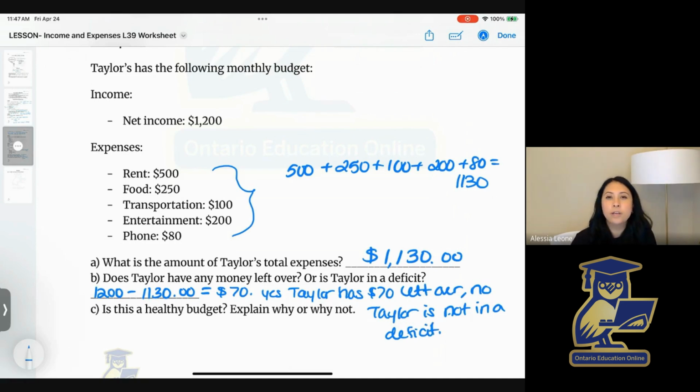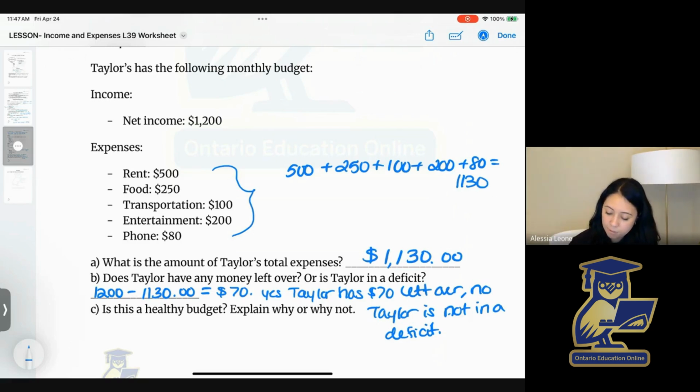And notice how I addressed both parts of the question. So whenever we talk about any type of math question, you want to address both parts of the question that's being asked to you. It asked me if she had money left over. I chose to give the amount. And I also addressed the deficit part of the question. And I said, no, she's not in a deficit.